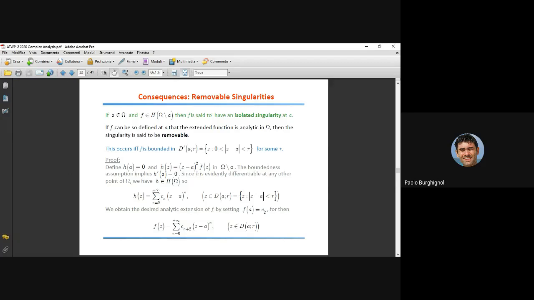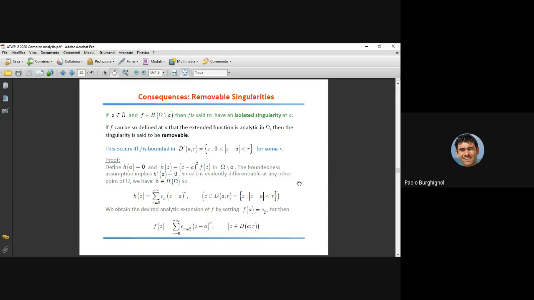It turns out that this occurs if and only if our function f is bounded inside the neighborhood of the isolated singularity, so inside the so-called punctured disk, the circular disk having center at the singularity A and having radius r, however, without the center. So the point A is excluded from this disk, and for this reason the disk is indicated with a prime, D prime. If we know that our function f is bounded inside this disk with a hole, for some radius r, then we can conclude that the singularity is removable. And this is quite simple to see.